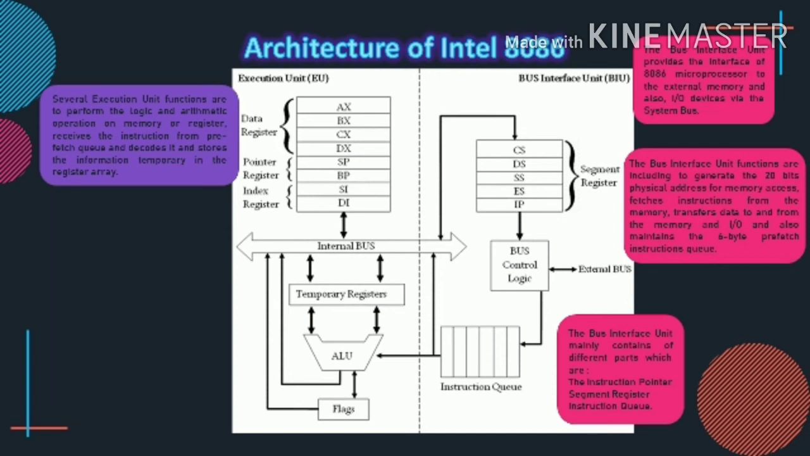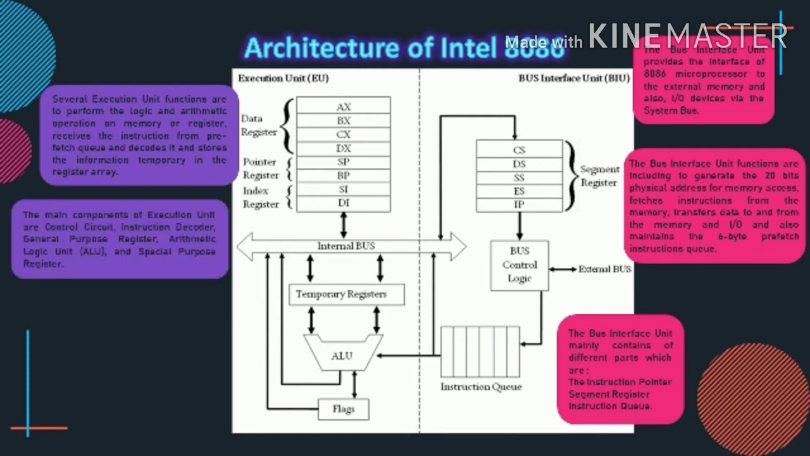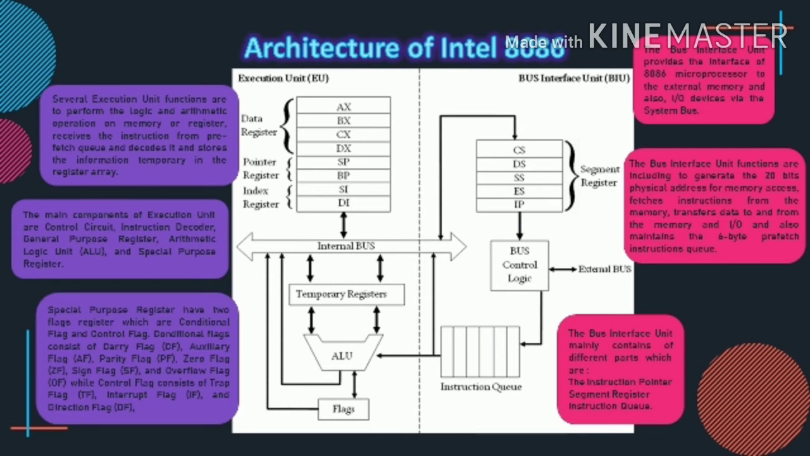Second, the execution unit. Several execution unit functions are to perform the logic and arithmetic operations on memory or register, receive the instruction from the prefetch queue, decode it, and store the information temporarily in the register array. The main components of the execution unit are the control circuit, instruction decoder, general purpose registers, arithmetic logic unit or ALU, and special purpose registers. Special purpose registers have two flag registers, which are conditional flags and also control flags.